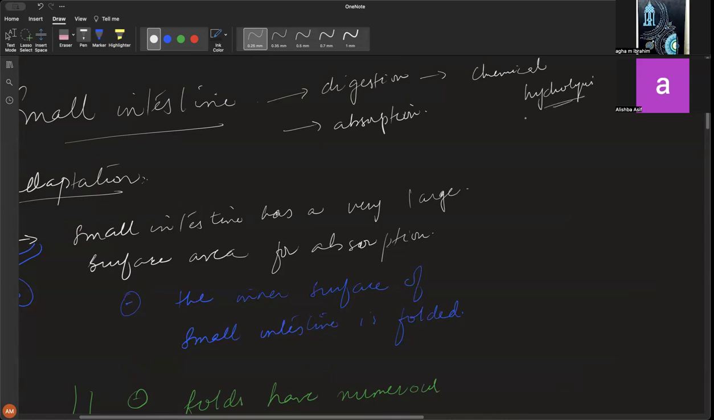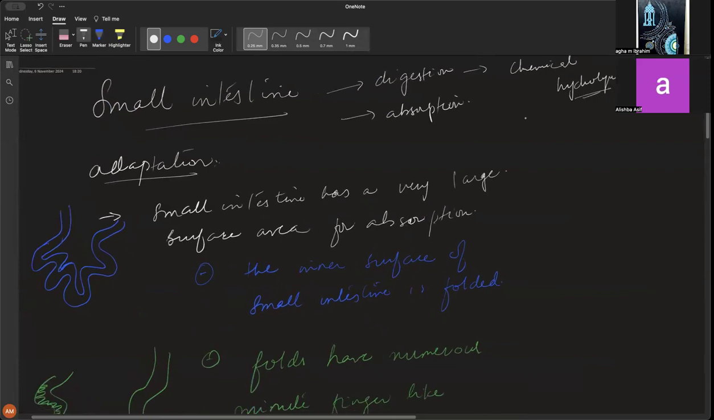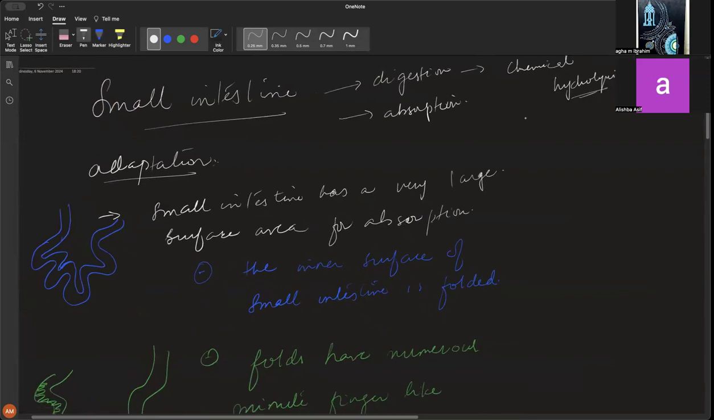Hydrolysis was a process in which larger polymers or large molecules are broken down into smaller subunits or monomers, right? So let's begin with understanding the structure of the small intestine, and then the types of digestion that take place, the different digestions, the nutrients that are digested and all of that. So, small intestine, the adaptation. What is the structure and adaptation of the small intestine?